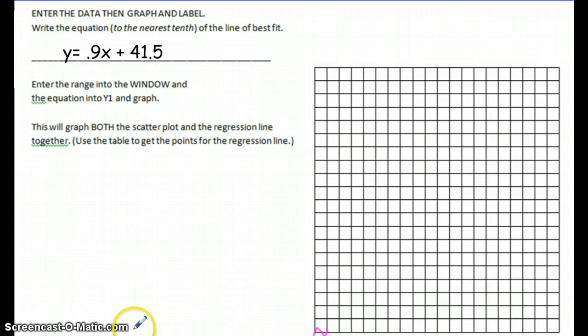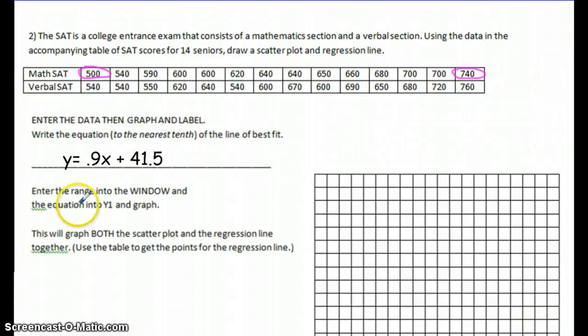My lowest amount was 500. I would start at 500 and then I would count by either 15s or 20s, which would mean the next one would be 515, 530, 545, 560, and so on and so forth. This way I will be able to have all my values up to 740 listed.